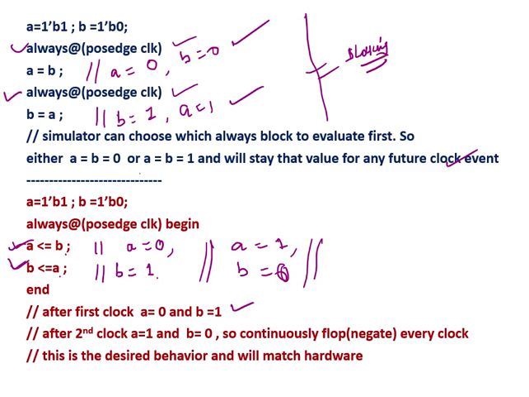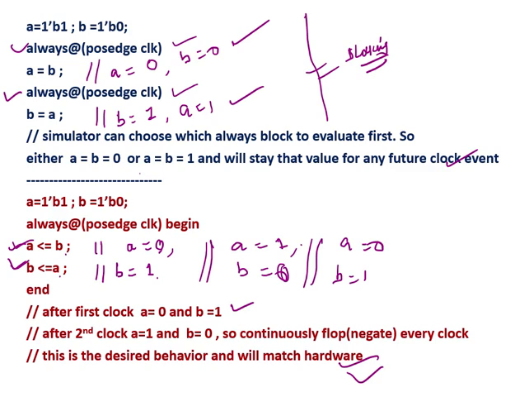This way it will continue. It is like negating. Every clock the value will be flopped. So 1 will become 0, and 0 will become 1. See here, first clock 0, then 1, then again a equal to 0, then 1. So this is a continuous negation of the bit on every clock. This is the desired behavior and will match the hardware.